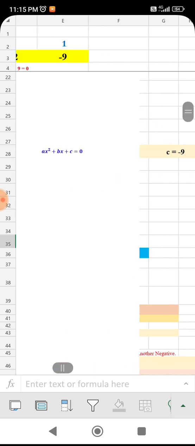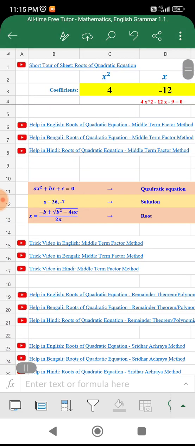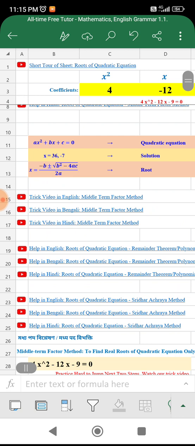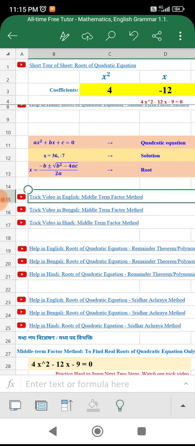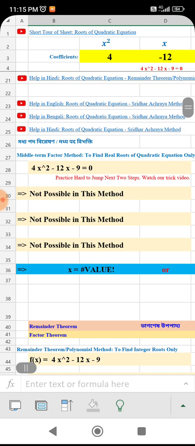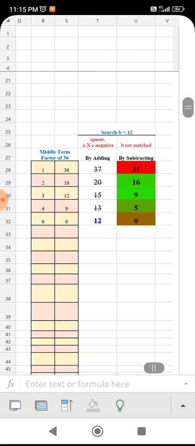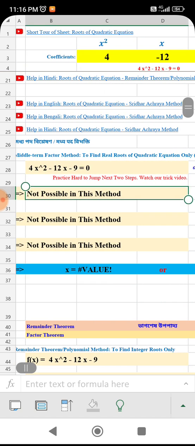For that purpose you have to see this video, the trick video. If you see this video, then you will understand how a manual method can be done very easily. So by subtracting we can never reach 12. That is why it is saying that this method is not possible for these numbers. We have to follow a different method in the exam.